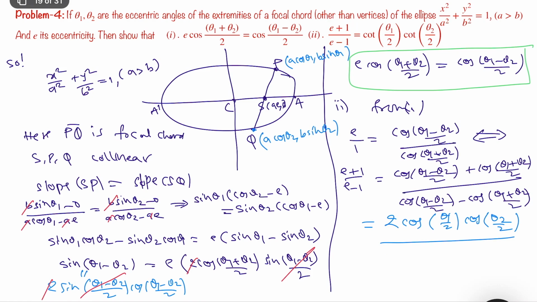Now the denominator looks like cos C minus cos D. What is cos C minus cos D? 2 sin of (C plus D) by 2 times sin of (D minus C) by 2.